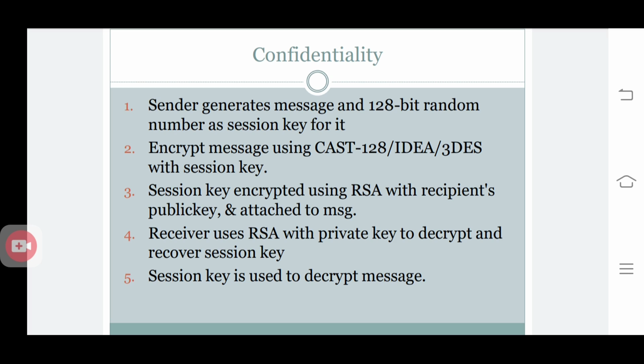After it reaches the receiver side, the receiver uses RSA with the recipient's private key to decrypt the session key. After getting the session key, the receiver can use it to decrypt the original message. This is the basic mechanism behind the confidentiality service.